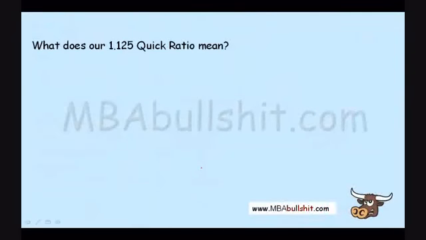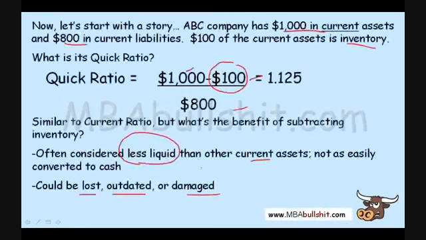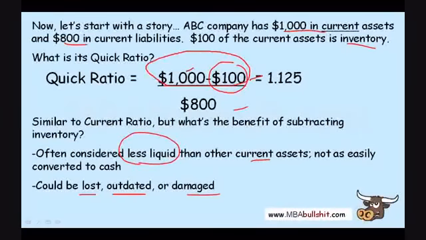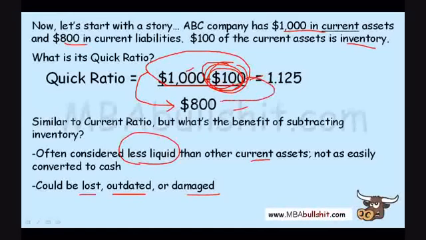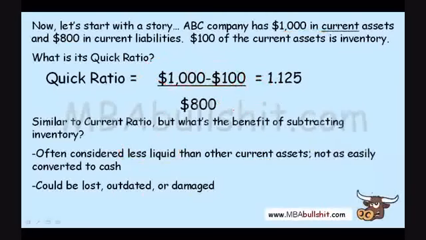Remember, the objective here is to see how much money or assets you have up here, current assets, to pay for your current liabilities down here. But we're subtracting this inventory because it is not easily convertible to cash. Therefore, it cannot easily be used to pay for these liabilities. Now, we have our figure of 1.125.